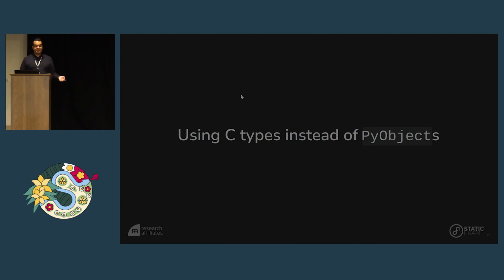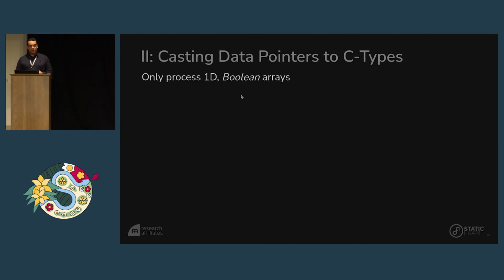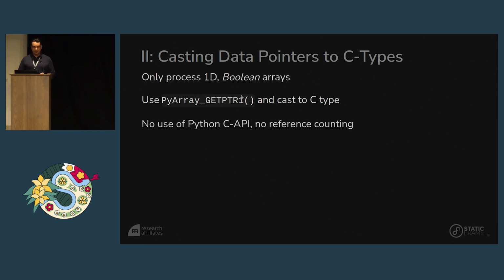So what if we use C types instead of PyObjects? We notice that we get a pointer to the element in the array, and we can use that. So now we're going to only process 1D arrays, and we're going to limit this to Boolean arrays. That's going to make it easier for us to cast the type. We're going to use PyArray_GetPtr1 to get our pointer, and we're going to cast it. We no longer have to use the Python C API to evaluate it, and we don't have to do reference counting. That's a strong advantage.